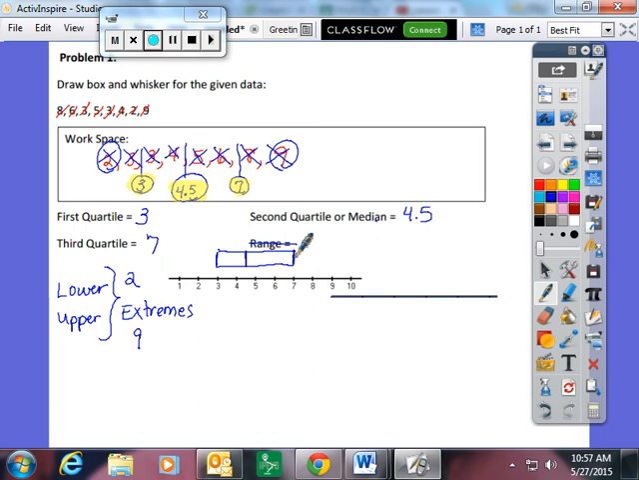Okay? Now I'm going to put a dot at the lower extreme and a dot at the upper extreme and draw whiskers to my box. Hence the box and whisker plot. Okay? You have just separated the data into 4 sections. 1, 2, 3, 4. Each section has a value of 25%. Okay? Let's try another example.